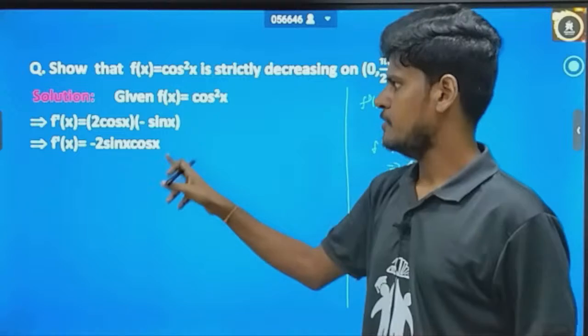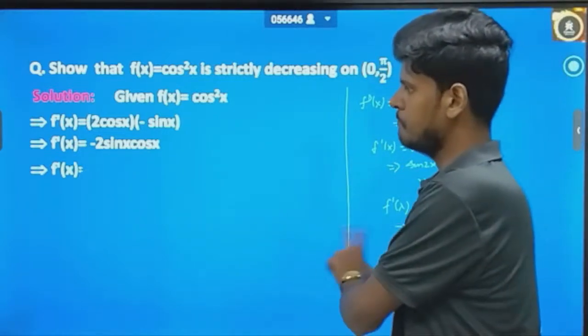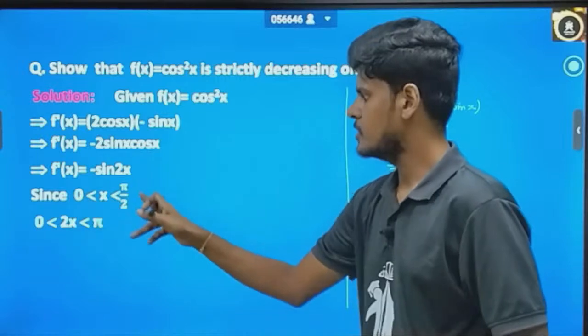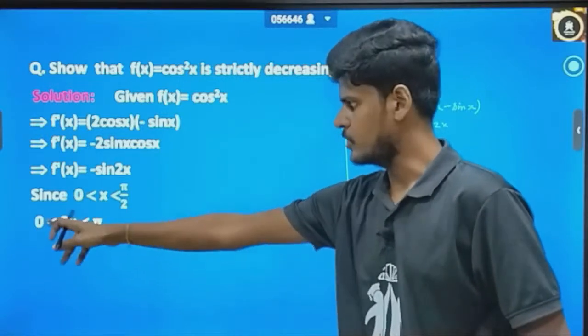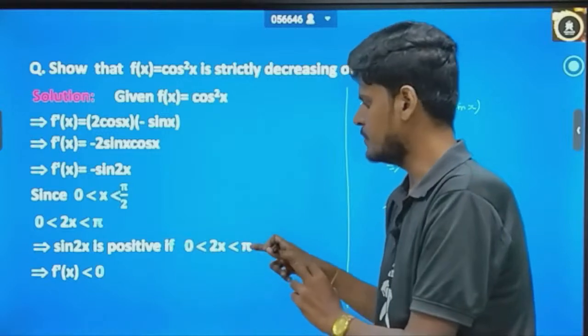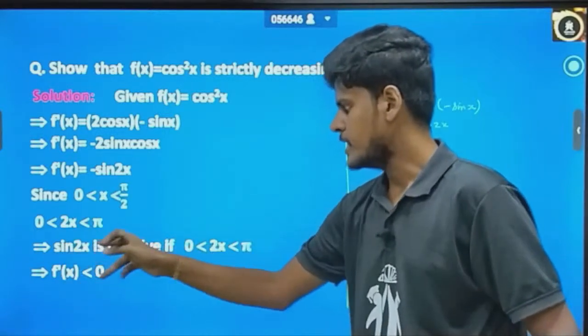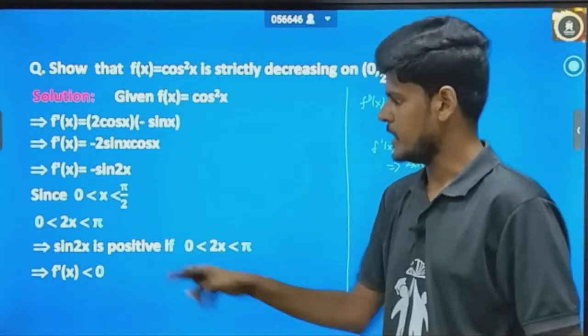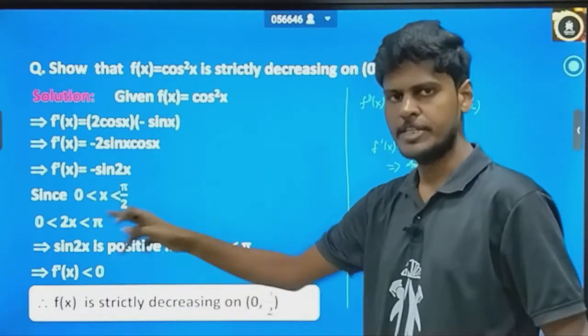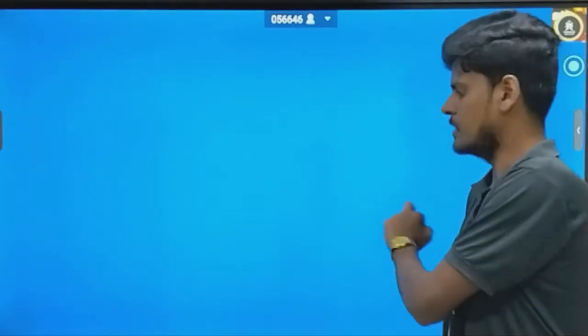So first step is to differentiate, find f dash of x, and this is the interval between 0 to pi by 2 we have to find. So 2x is between 0 to pi and sin 2x is positive in the interval. So f dash of x will be minus of sin 2x, that is negative. That means f of x is decreasing function in this interval.